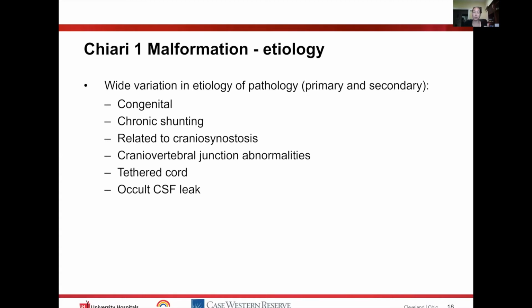And that becomes important when you start to think about treatment, because although we have a surgery to treat Chiari malformations, if the Chiari is secondary to something like craniosynostosis, we oftentimes think we need to treat the craniosynostosis and expand the skull rather than immediately going to the Chiari malformation.